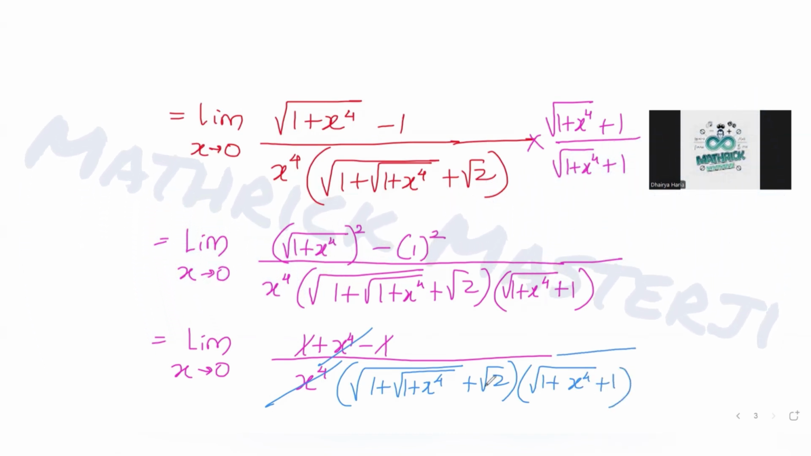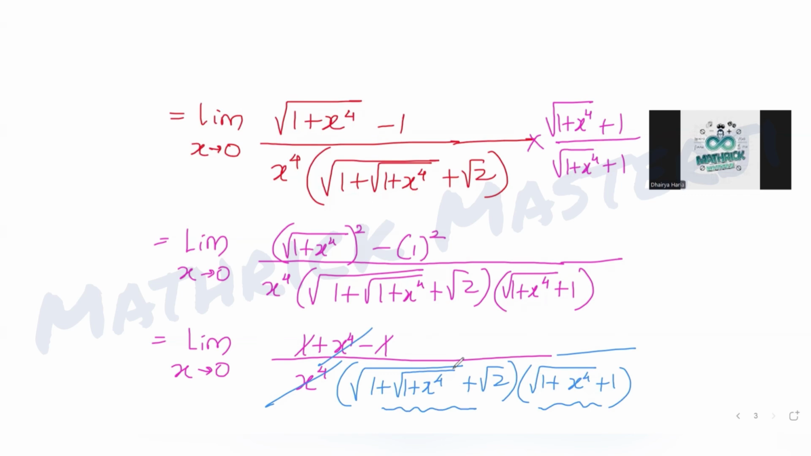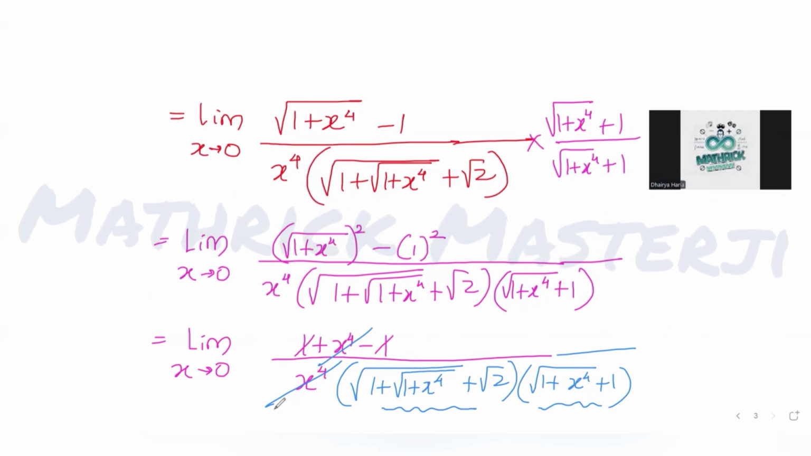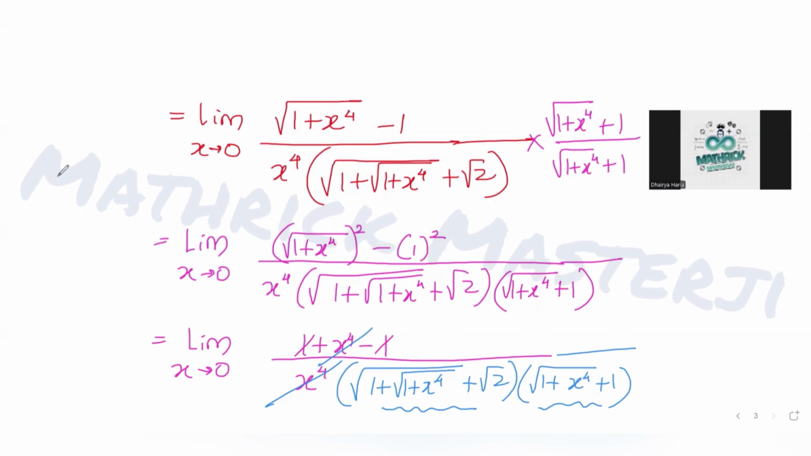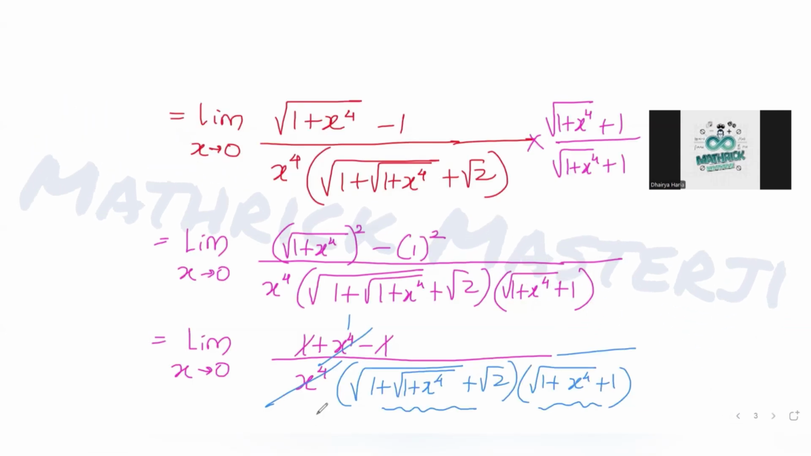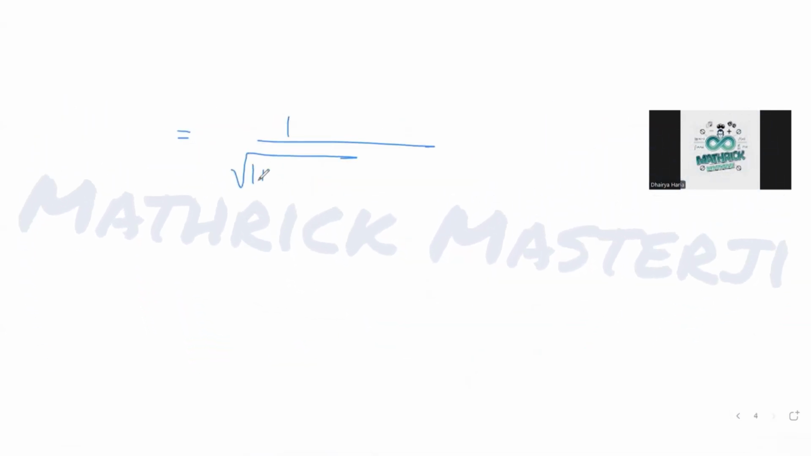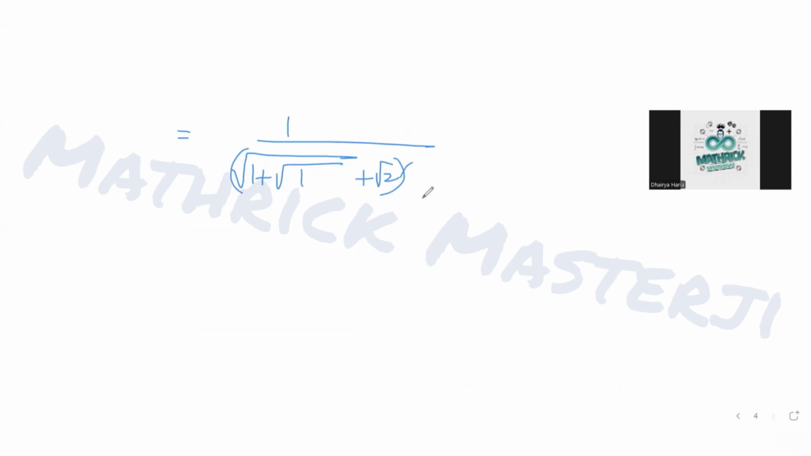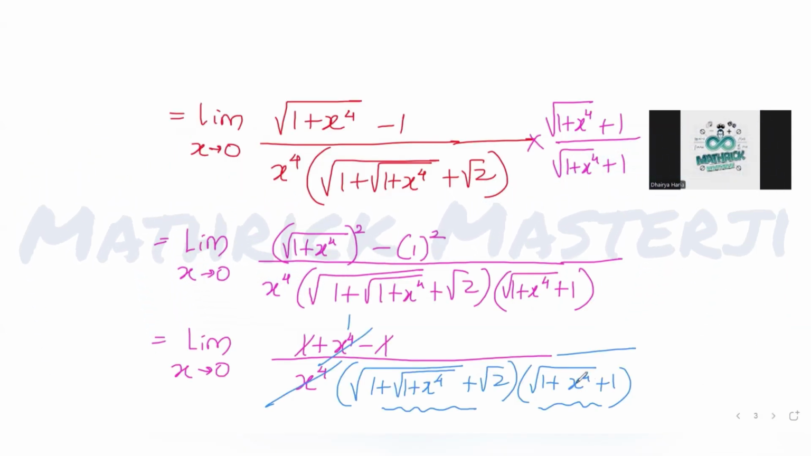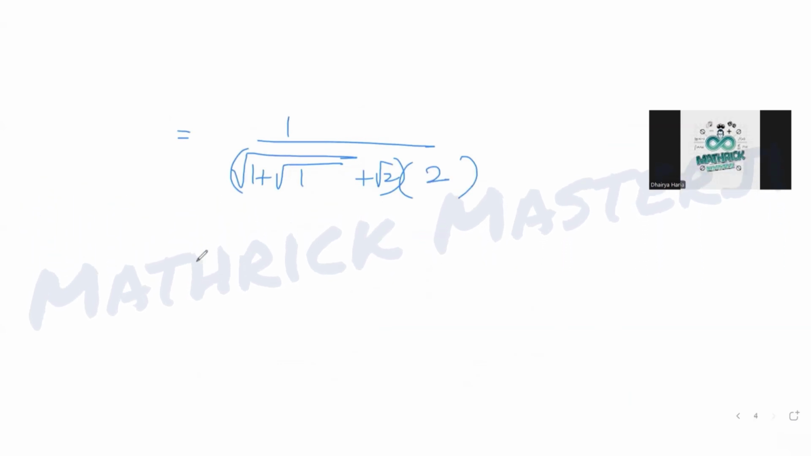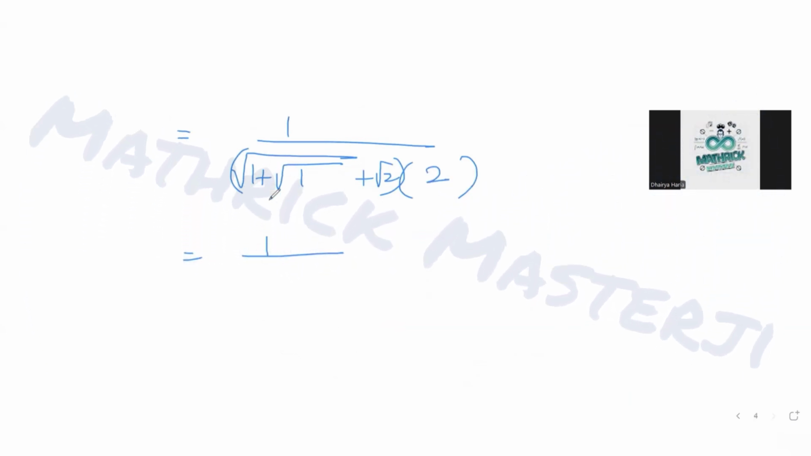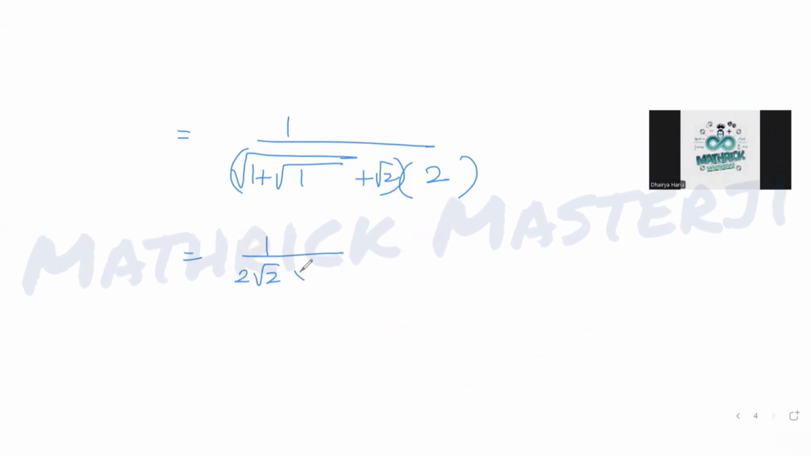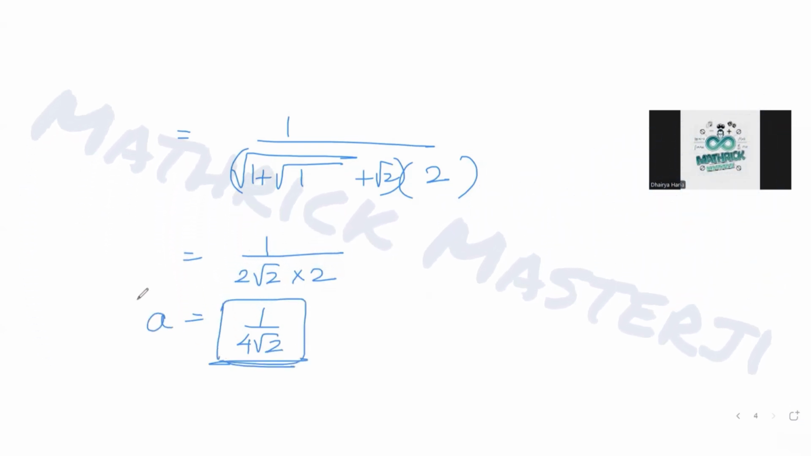Now if I just substitute the value of limit, because these twos are not creating any problem for us, the one that was creating problem has been eliminated from the numerator and the denominator. So your numerator is just 1. Now if I put x as 0 here, I get 1 over square root of 1 plus root of 1 plus 0, which is just 1, plus root 2 multiplied with the another bracket, which is root of 1 plus 0, which is 1. 1 plus 1 is just 2. So I get from here 1 over root of 1 plus 1, which is root 2. Root 2 plus root 2 is 2 root 2. So 2 root 2 into 2. So I get 1 over 4 root 2. So that becomes the value of A.